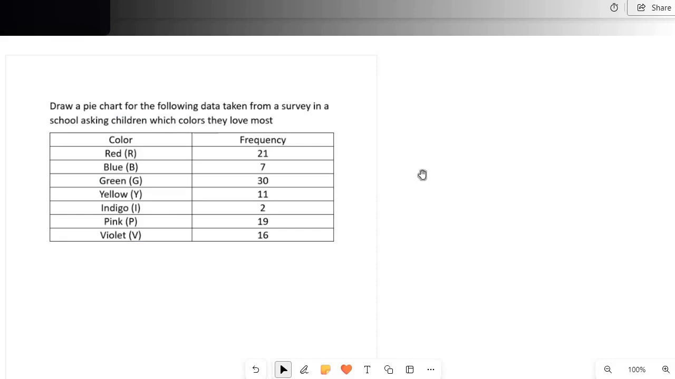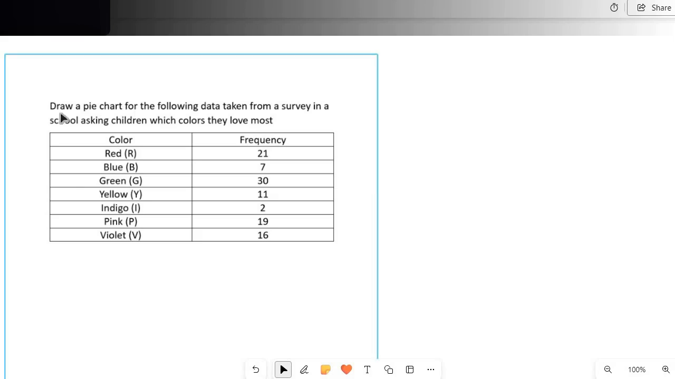A pie chart is essentially a circle where there will be different size sectors depending on the number of frequencies associated with that specific subject or object. For example, here we have to draw a pie chart for the following data taken from a survey in a school asking children which colors they love most. Here we have a table consisting of color and frequency. If you remember, color is qualitative data and frequency is quantitative data.